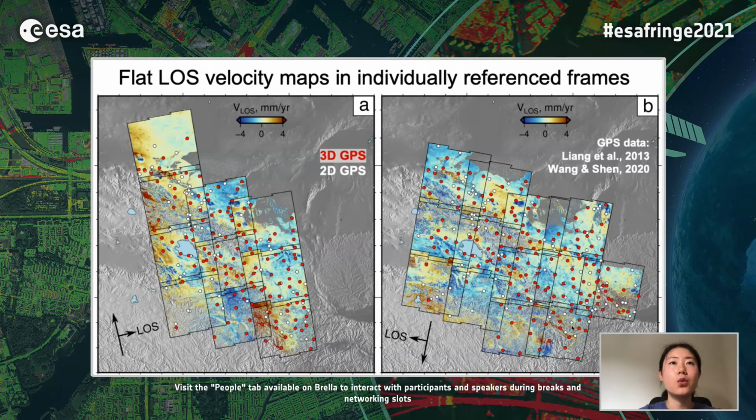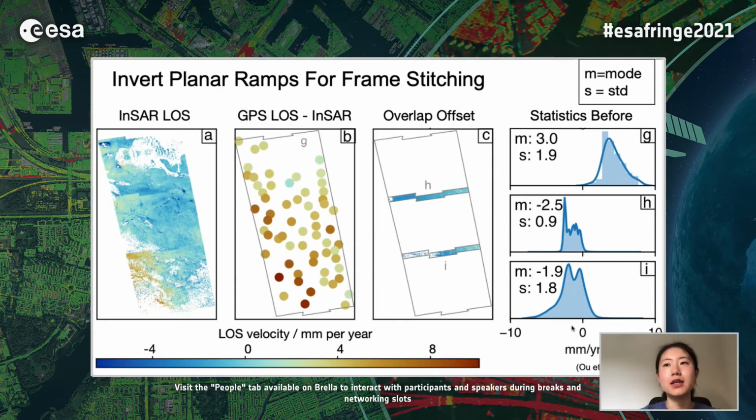To do that, we use GPS to help, and we try to only use the 3D GPS. For this purpose, we developed a joint inversion method where we simultaneously reduce the offset between GPS line of sight and InSAR line of sight, shown on panel B, and also reduce the offset between the frame overlaps, shown on panel C. The distributions of the offsets are shown in the columns on the right. The top panel G reflects the distribution of the GPS and InSAR offsets on panel B, and panels H and I reflect the distribution of offsets in the frame overlaps on panel C.